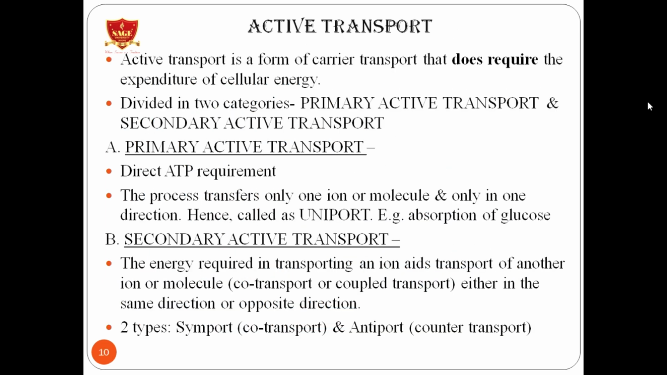Next is active transport. It requires direct ATP. It is of two types: primary active transport and secondary active transport. What is the difference between them? Primary active transport requires direct ATP and is also known as uniport. It only transports the drug in a single direction. Secondary active transport requires energy in the form of ions or other molecules, in either the same direction or opposite direction. That's why it is known as symport.